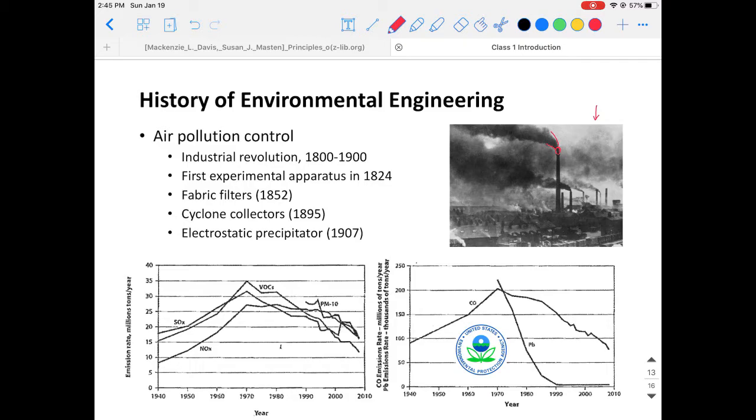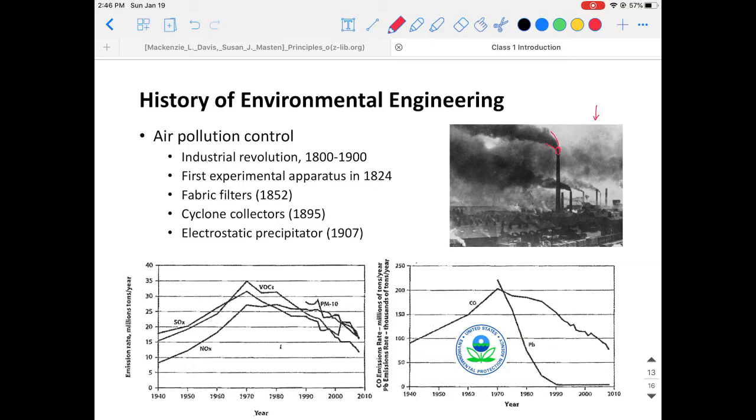But from these stacks, they're generating black smoke, which means that there is a lot of unburned fossil fuel or a lot of other particulate matter. So basically, the smoke is going to be very toxic. So as you can see, air pollution started to be realized during the years of the Industrial Revolution, which is approximately from 1800 to 1900.